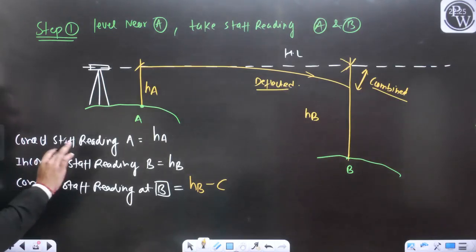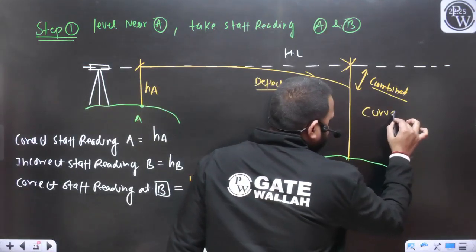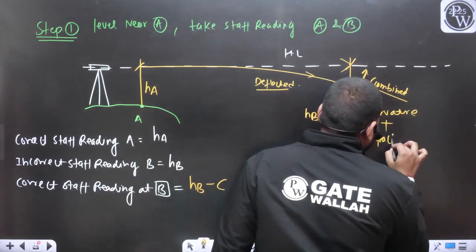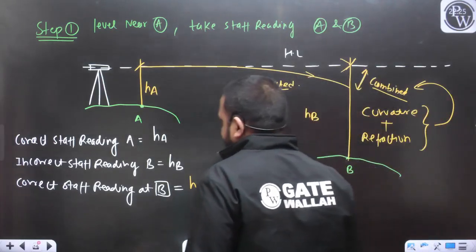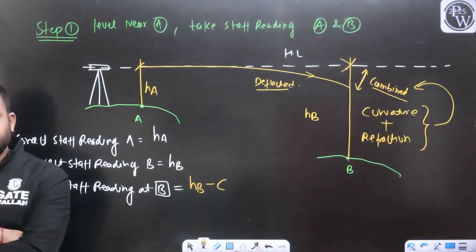Here we have considered the effect of the curvature plus the effect of the refraction. That's why we are applying the combined correction. Yes or no?